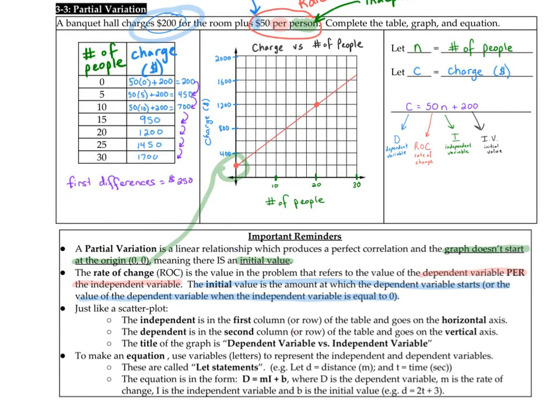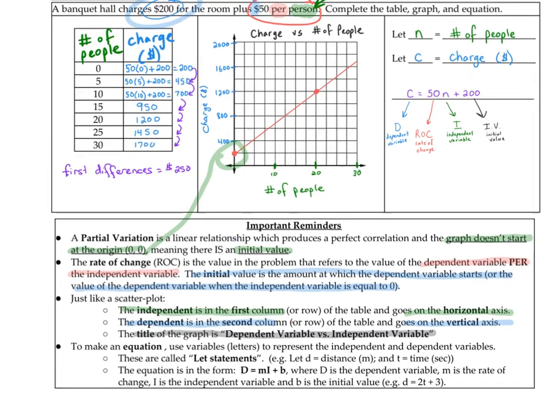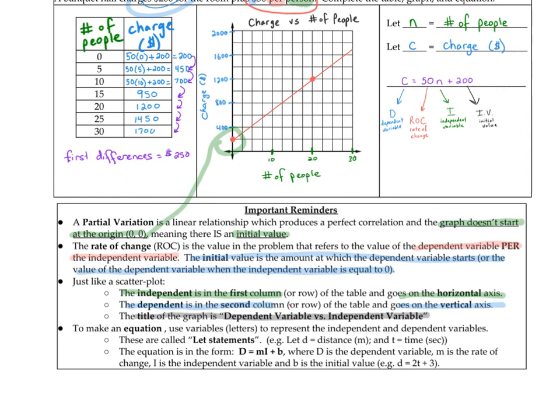So just like a scatter plot, the independent variable is in the first column and goes on the horizontal axis. The dependent is on the second column and it goes on the vertical axis. And the title is dependent versus independent. And to make the equation, you have to include your let statements, and it's in this form. So D stands for the dependent variable, M stands for the rate of change, I stands for the independent variable, and B stands for the initial value.